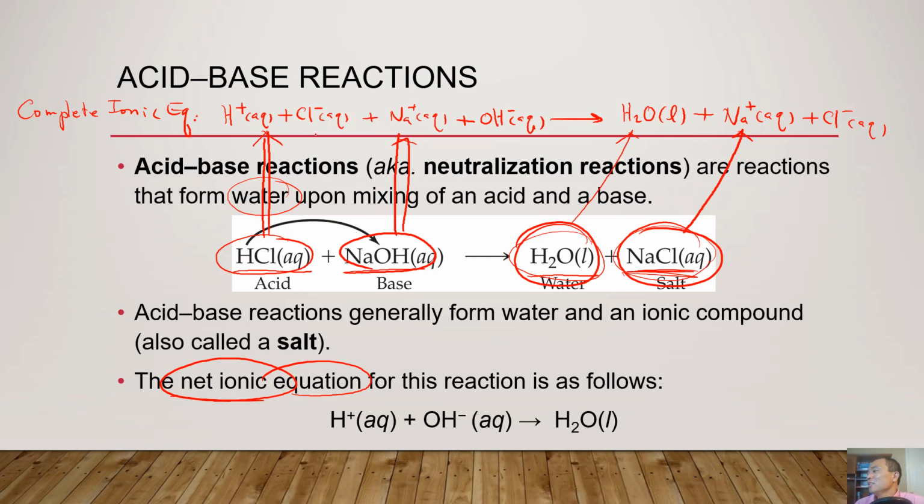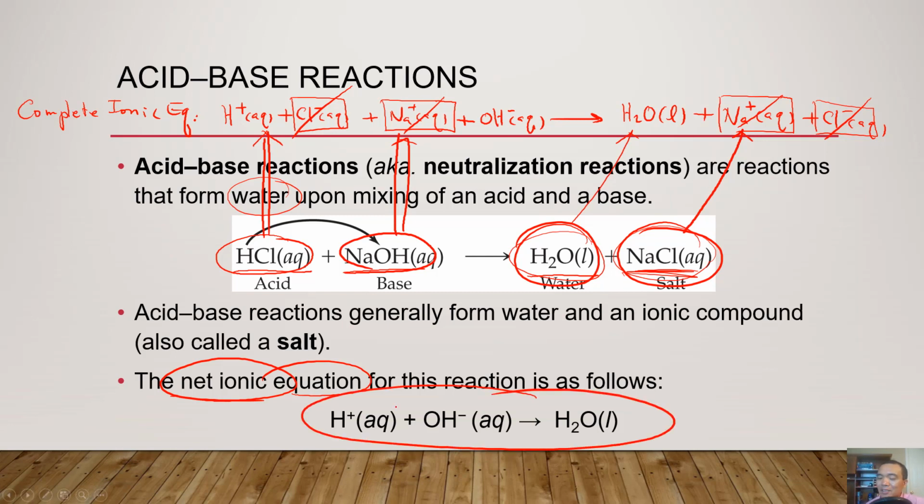As you can see, chlorine stays the same before and after the reaction, and sodium stays the same before and after the reaction. So this means they are so-called spectator ions. You cancel them out. This leaves the net ionic equation, as you can see, which is exactly the same as this one. Okay, that's how you get the net ionic equation. Let's look at a few more examples over here.